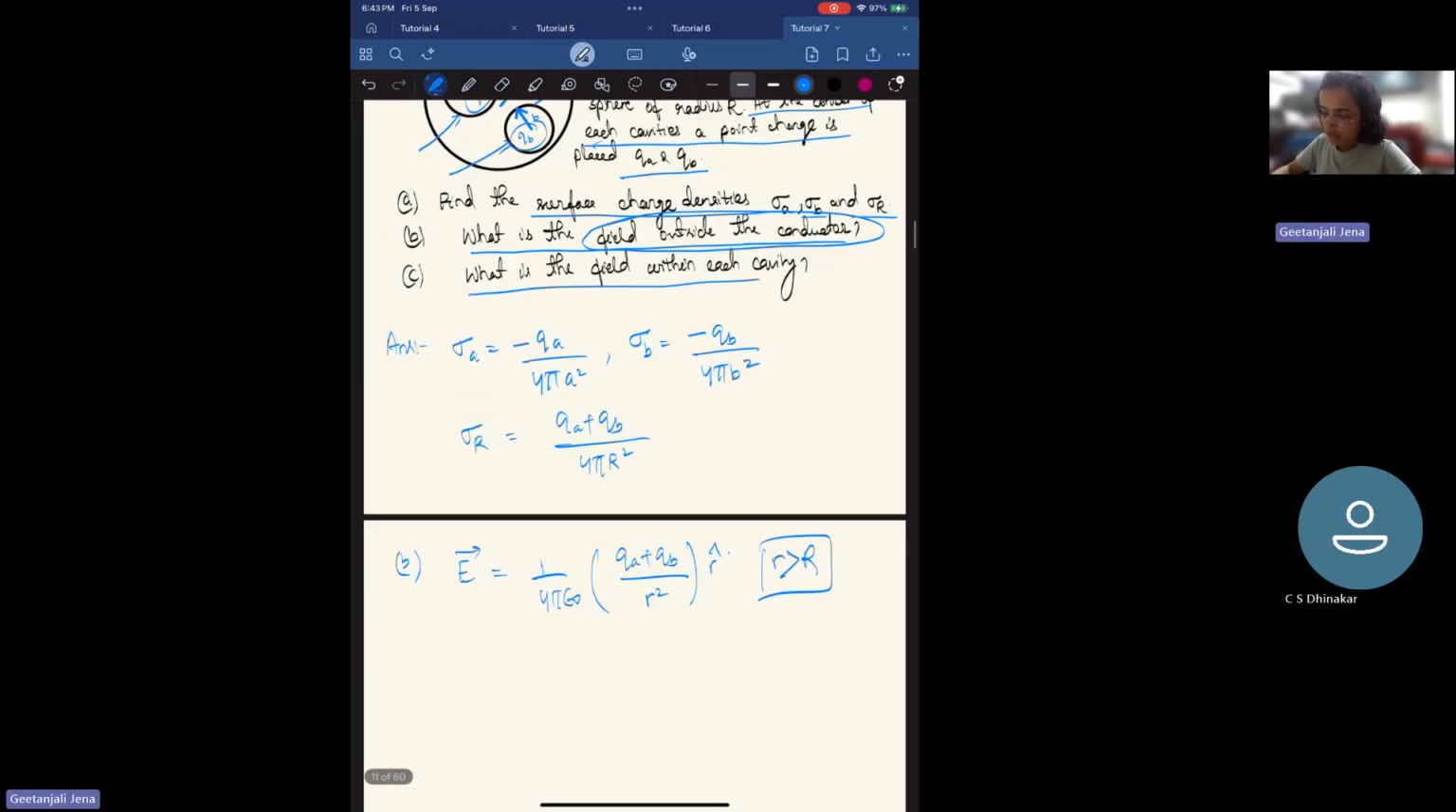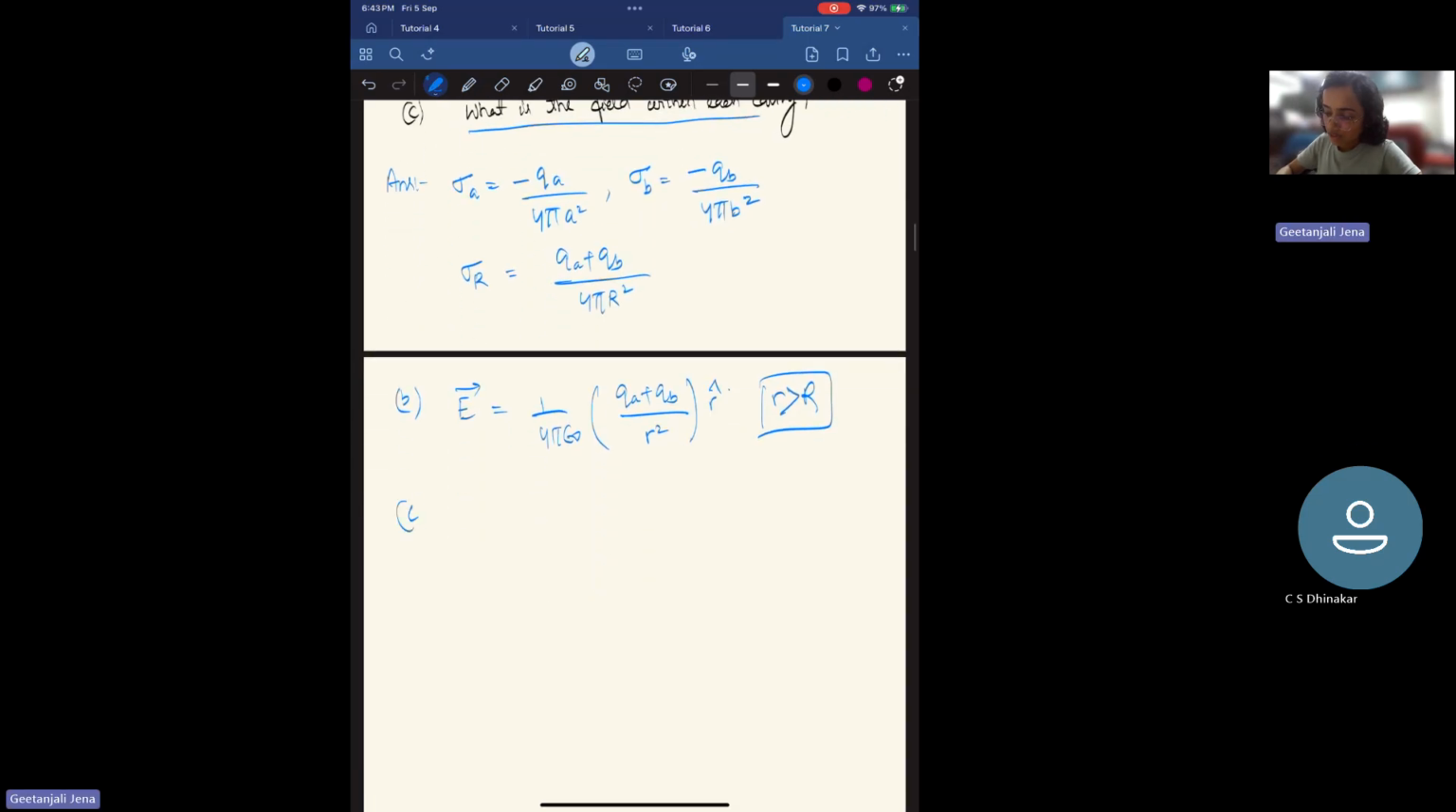For the cavities, the charge enclosed for the first cavity is QA. So EA will be QA by 4 pi epsilon naught R square R cap, and EB will be QB R cap by 4 pi epsilon naught R square. This is for R between 0 and A, and this is for R between 0 and B.